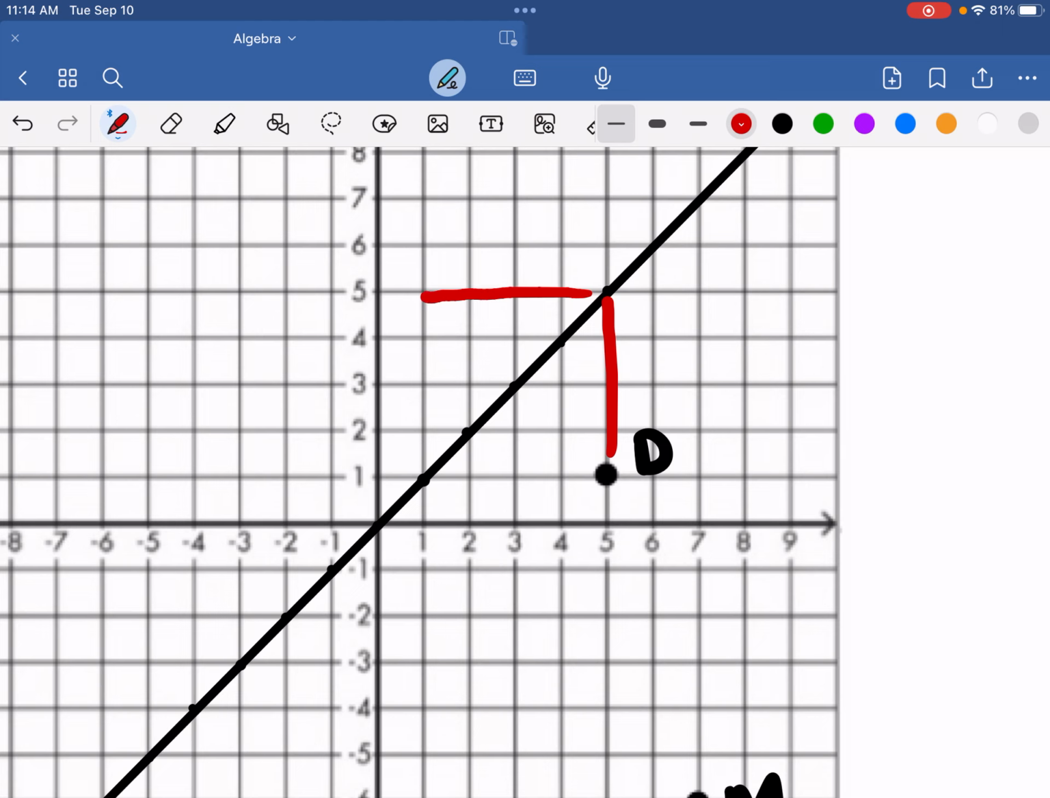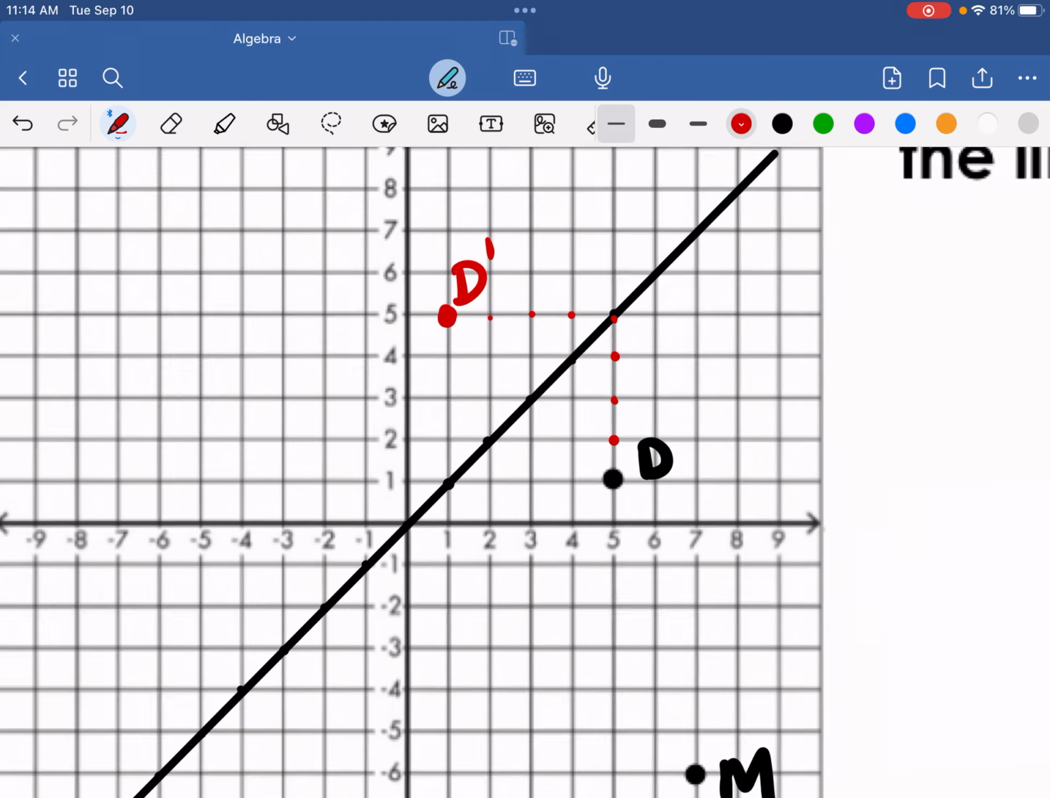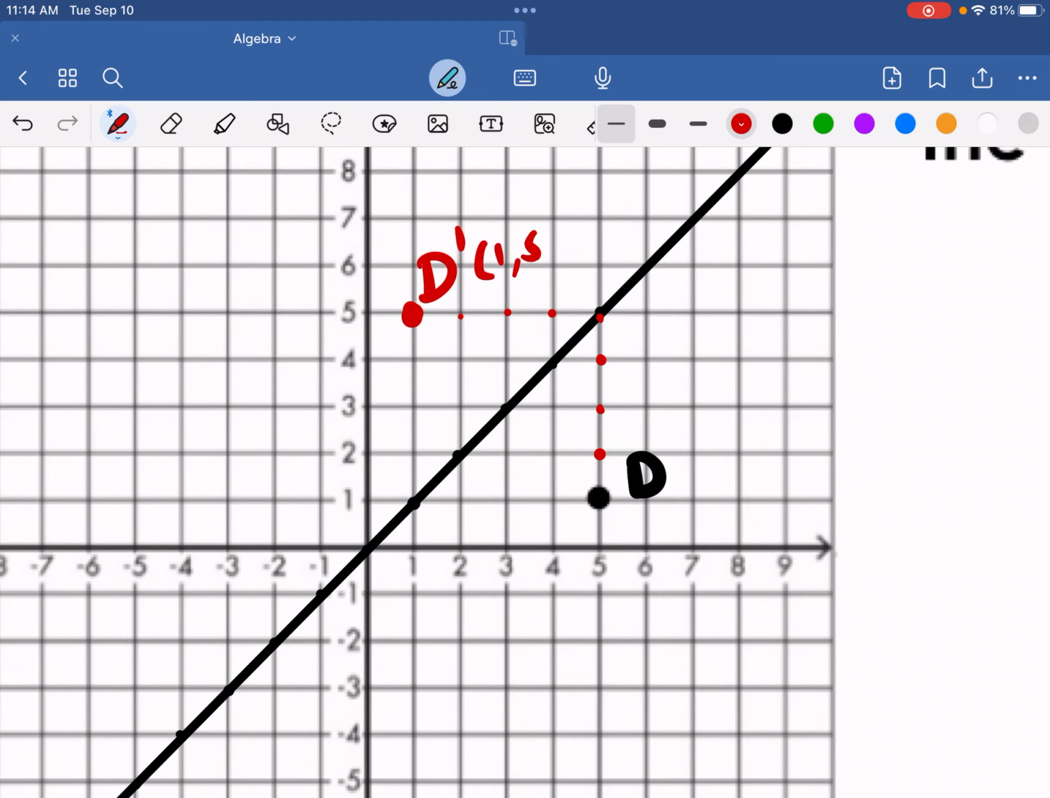So I'll probably count up 1, 2, 3, 4. So now I gotta go left 4. 1, 2, 3, 4. And that's D prime. It's at 1, 5. And it used to be at 5, 1. So maybe you guys can already see the pattern. Every single time you guys reflect over y equals x, the numbers just switch.